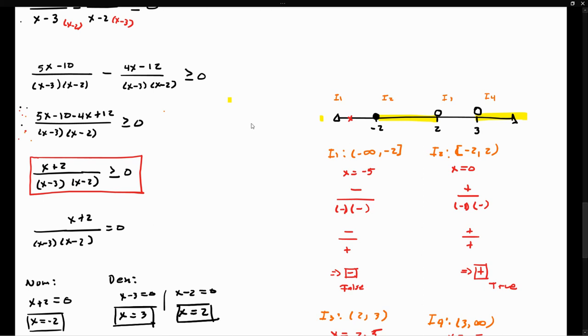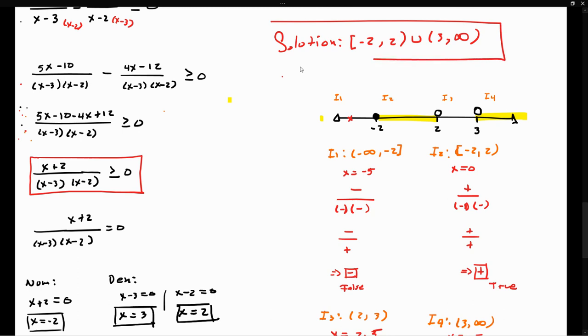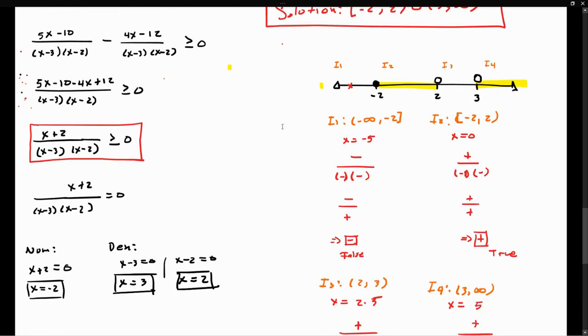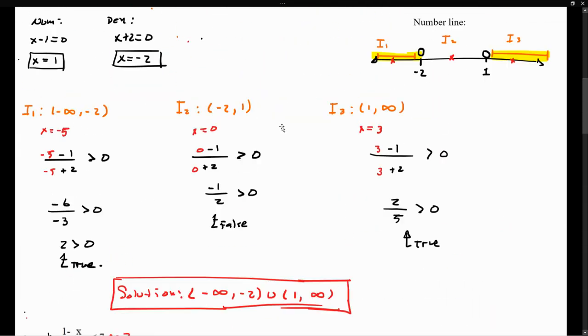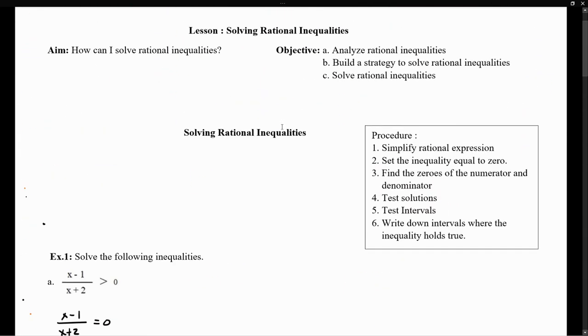So now, finally, we have our statement. I know that my solution is going to be the second and the fourth interval. So let me just put them all together. It is going to be from -2 to +2 union 3 to +infinity. And with this, it concludes our lesson for solving rational inequalities.